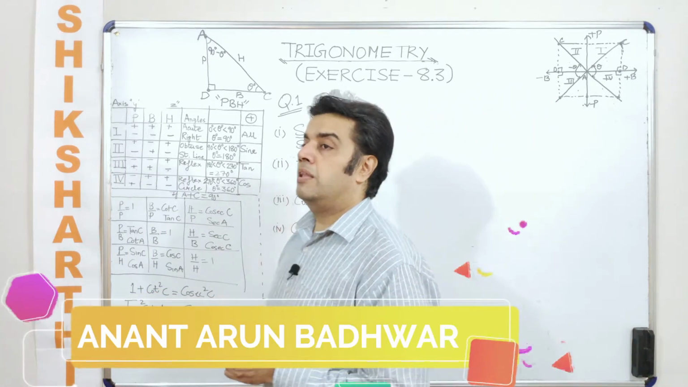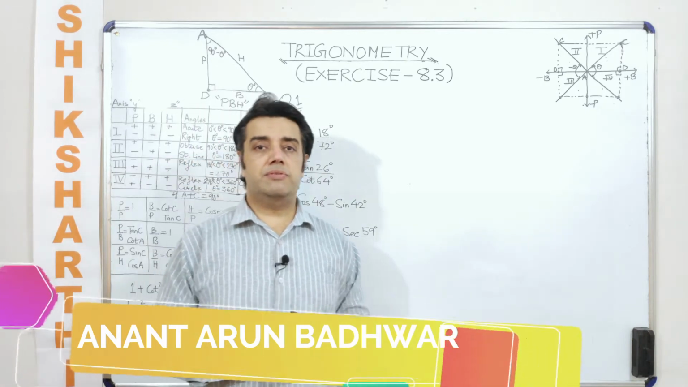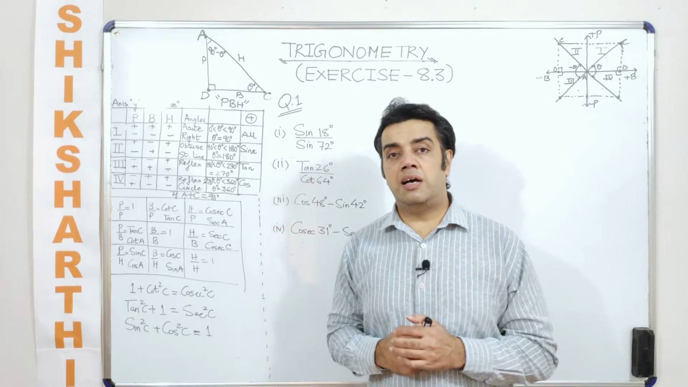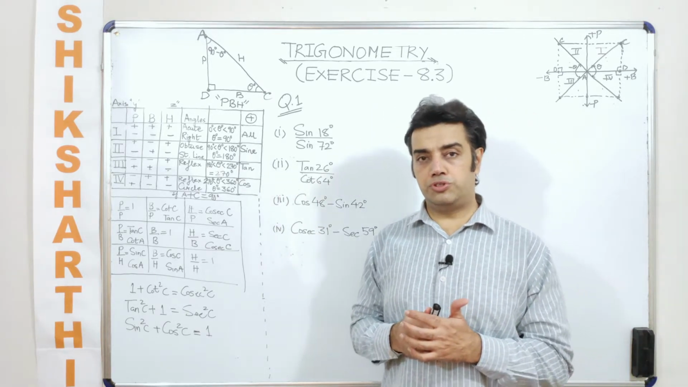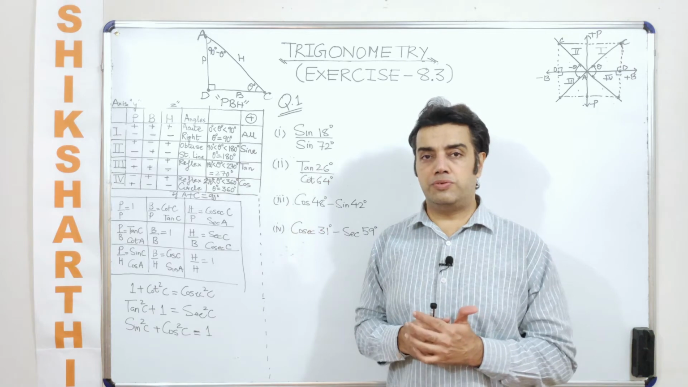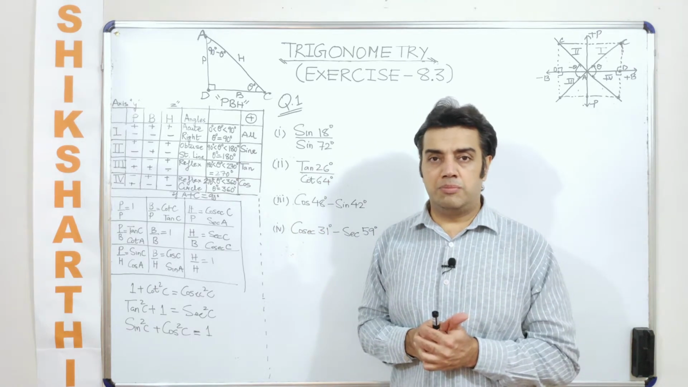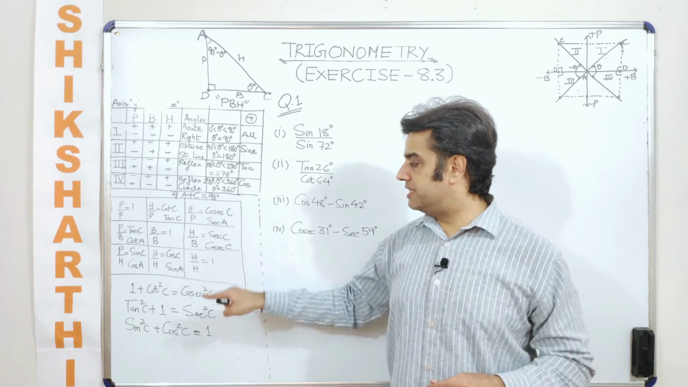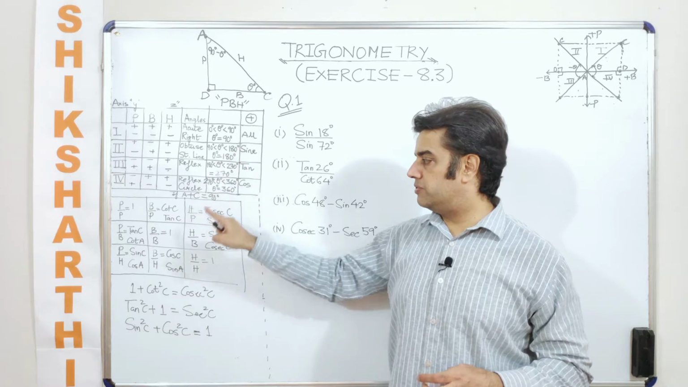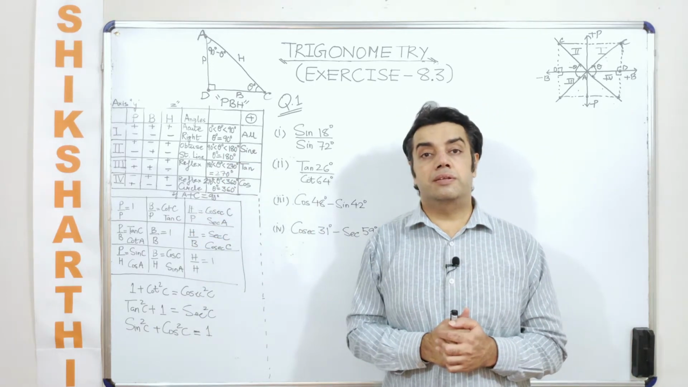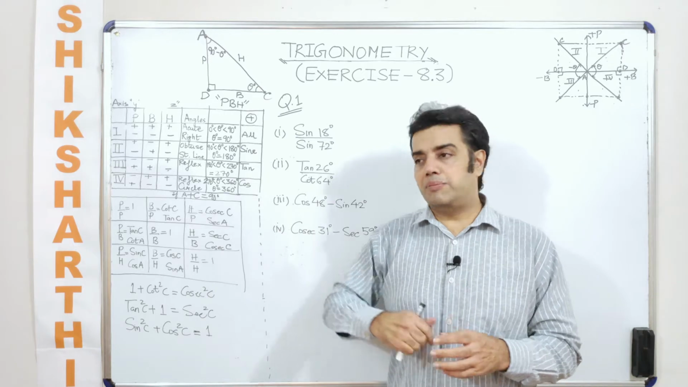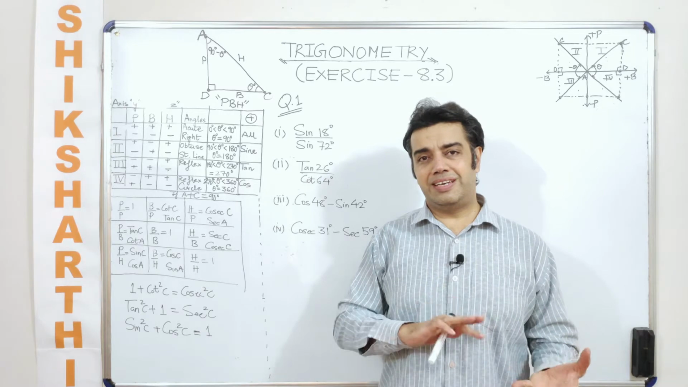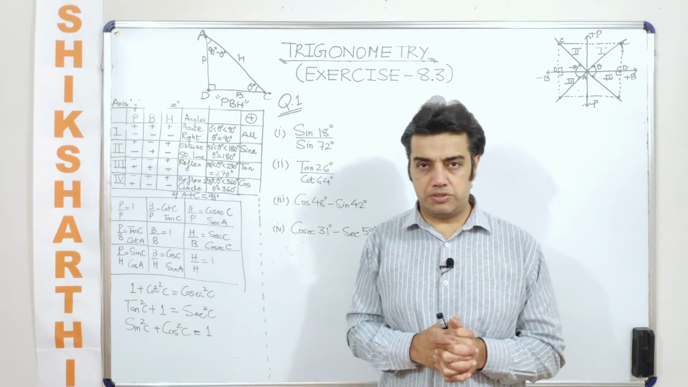Before I begin with this exercise, we start solving questions 1, 2, 3 of this exercise. I sincerely hope that you would have watched all the videos on trigonometry that we have done till date, because we are going to use all those concepts, and to be more precise, we'll be using all these three tables. We'll be using this table and this table. In this video we'll basically be talking about the complementary angle concept of trigonometric ratios.